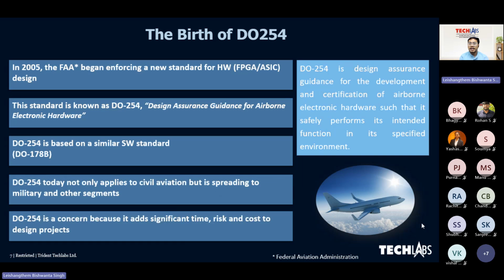In 2005, the Federal Aviation Administration, FAA, of the United States of America started enforcing DO-254, which defines the design assurance guidance for airborne electronic hardware, giving complex hardware like FPGAs and ASICs the same rigorous, verifiable design assurance that DO-178B had already brought to software. So from here, we can see that DO-254 is more like a little brother of DO-178.